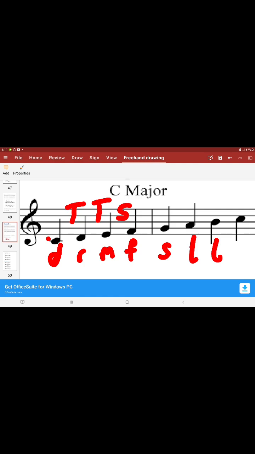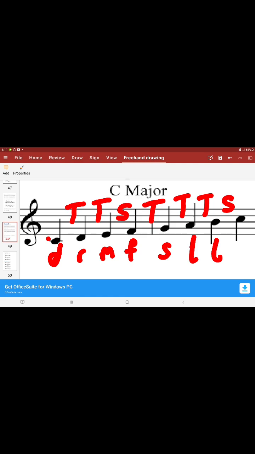Now, from our F to our G, there is a note in between, one note. So we also have a tone there. Between G and A, there's a note, it is a tone. Between A and B, there's a note, it is a tone. But between B and C, there is no note, so it's a semitone.